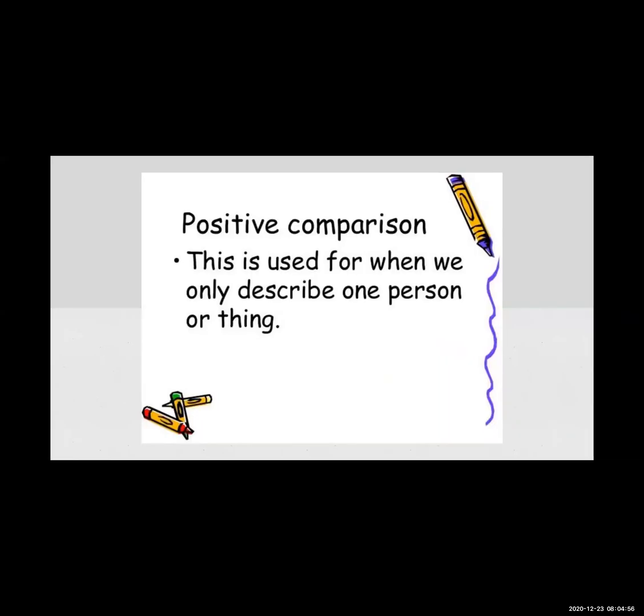Now the positive degree is used when we only describe one person or thing. As I have said, we have to describe only one particular person. That building is big. If I say like that, I am telling about only one building, not about two buildings or three buildings. When I have to tell about only one building, at that time only positive degree will happen. We'll see the examples.